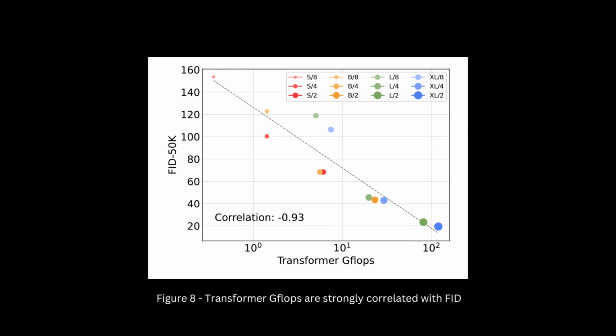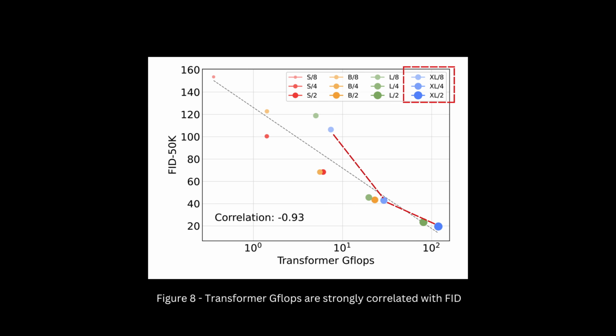The authors then compare model performance for all configurations with model G-flops and find strong correlation between model flops and performance as measured by FID. As you keep increasing flops, FID gets better and better, suggesting that adding more and more flops or compute is a key component of getting improved performance with DiT.